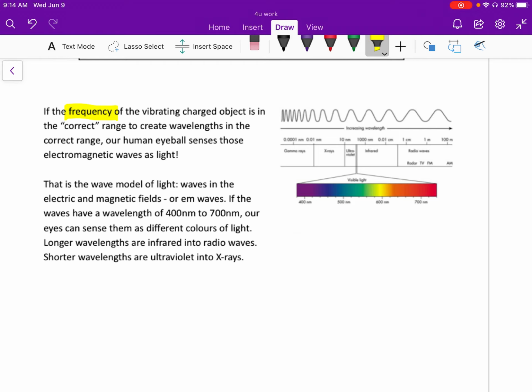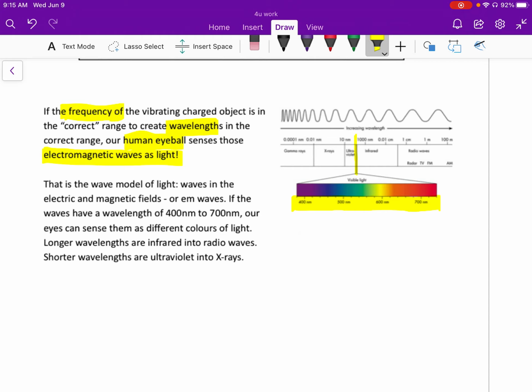depending on the frequency, like what I mentioned earlier, v equals f lambda, each frequency has a particular wavelength. If we get the frequency right so that we get the wavelength just right, then our human eyeballs have evolved to respond to those electromagnetic waves. If it falls in this really narrow window in here, it's blown up down here, then shaking a charged object up and down will create electromagnetic waves, basically, that we're going to call light.